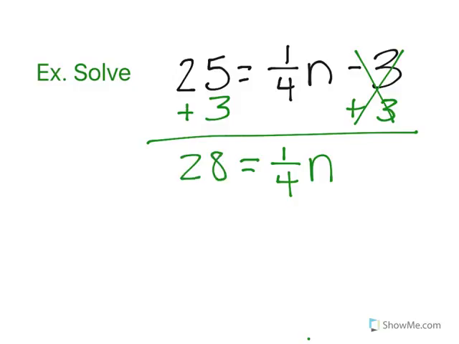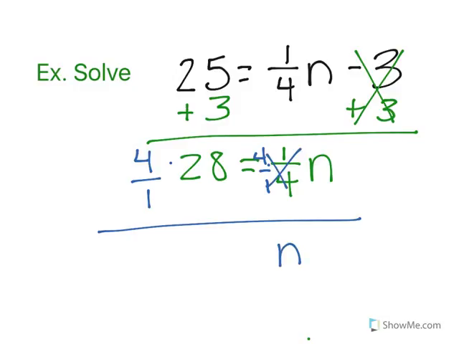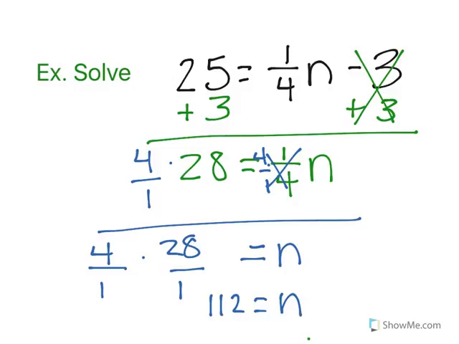Now, in order to get rid of my fraction, hopefully you remember this from previous chapters, I need to multiply by its reciprocal. So I'm going to multiply this by 4 over 1. That's going to cancel out to make it 1. Times this by 4 over 1. So 1n is the same as n, so I'm just going to put n. So I'm going to have 4 over 1 times 28, and I can put a 1 underneath there. So really my problem just turned into 28 times 4, and 28 times 4 is going to be 112. So 112 is going to equal n.